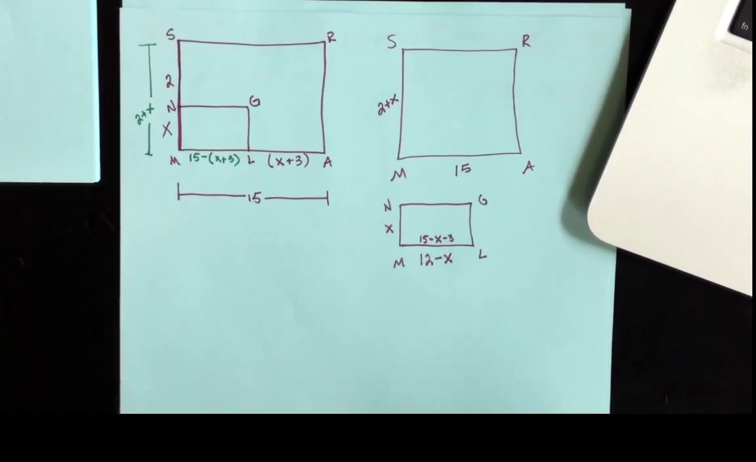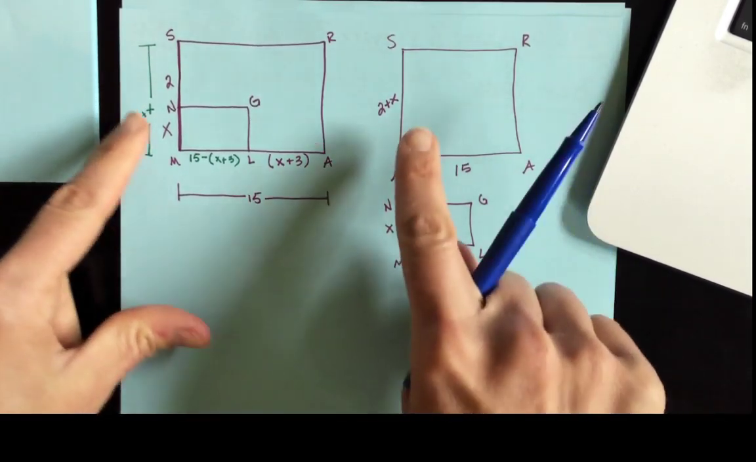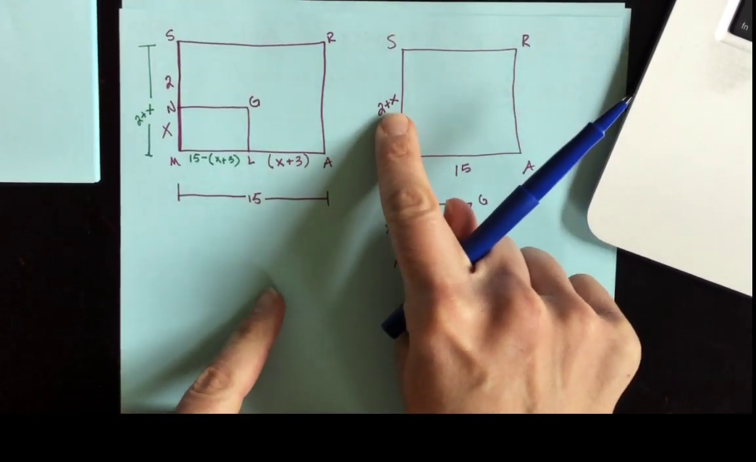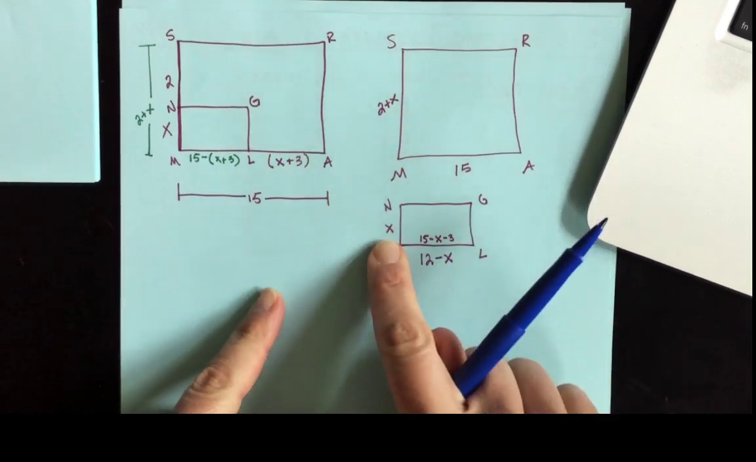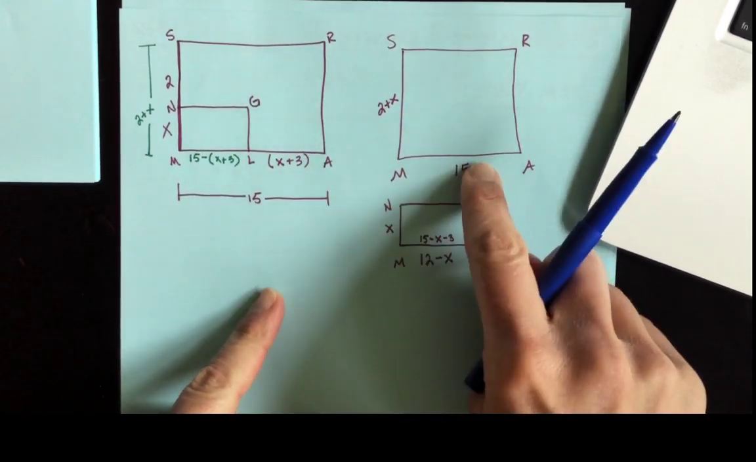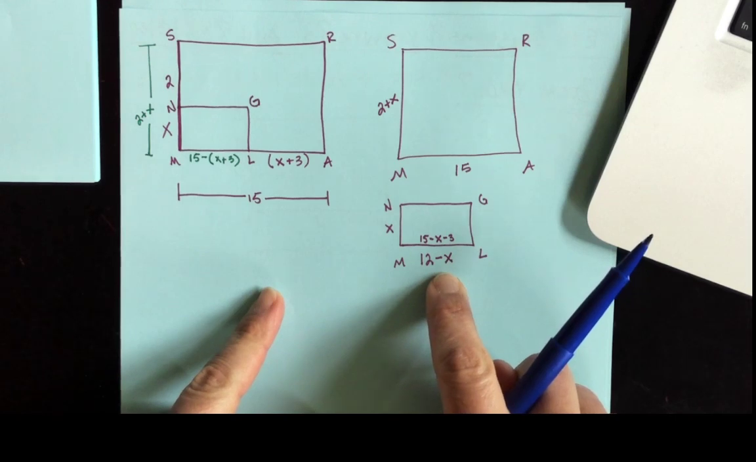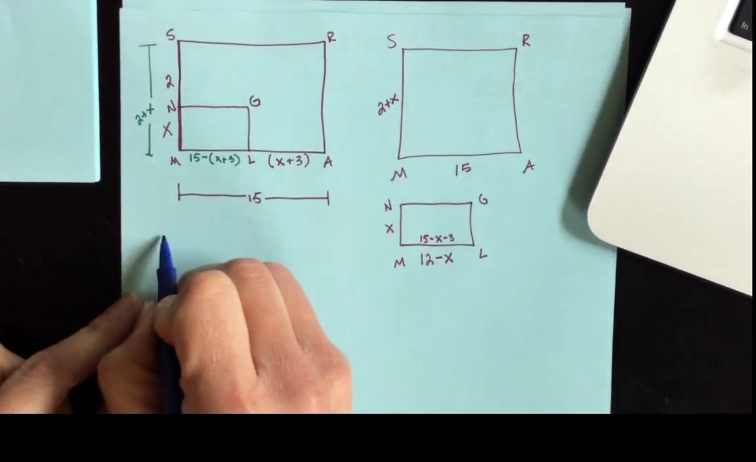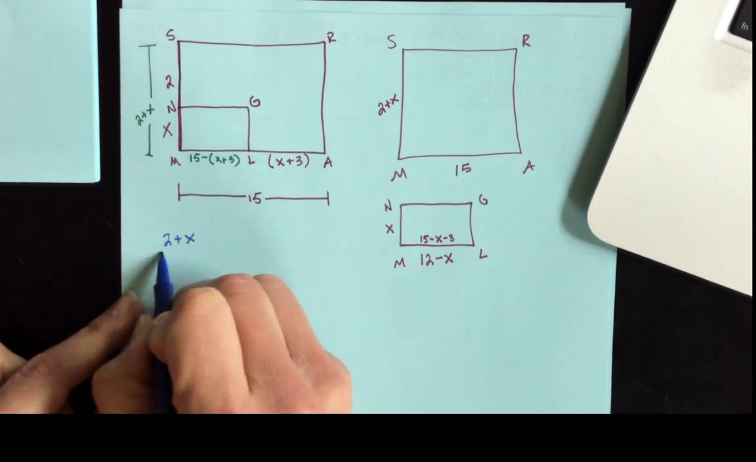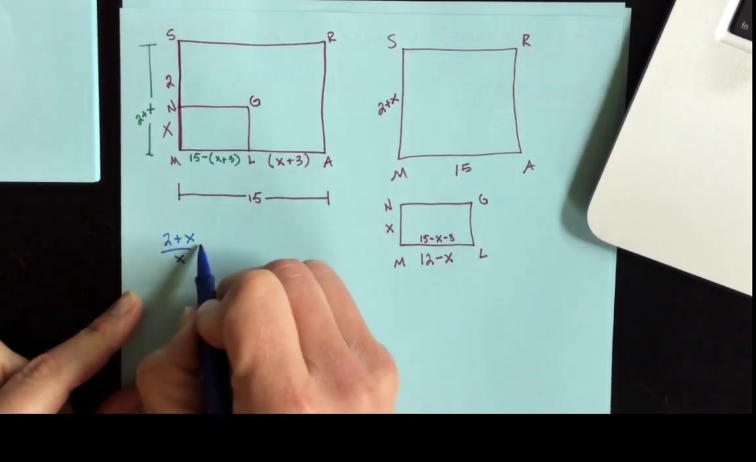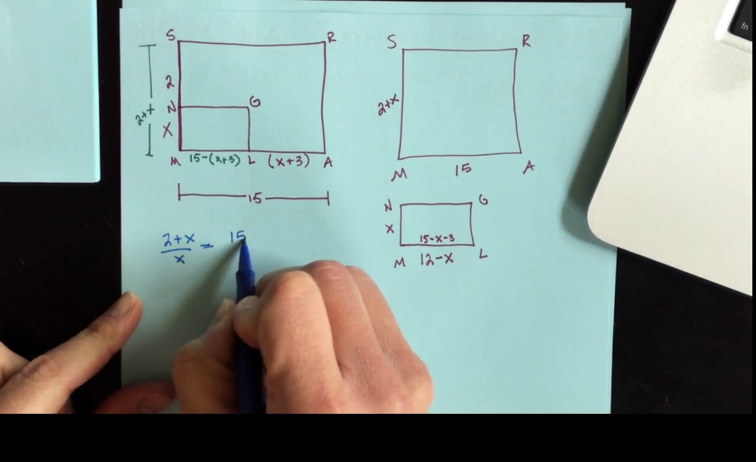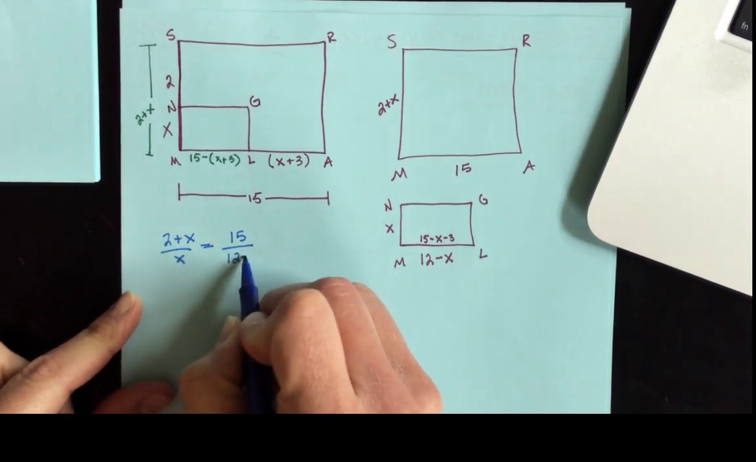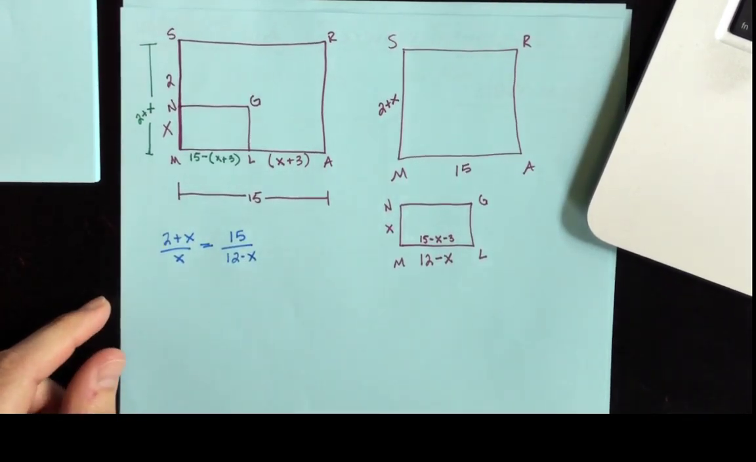So we are going to set up our proportion, matching up our corresponding sides. Our 2 plus X and our X correspond. Our 15 and our 12 minus X correspond. So I'm going to set up my proportion. 2 plus X to X should equal 15 to 12 minus X.